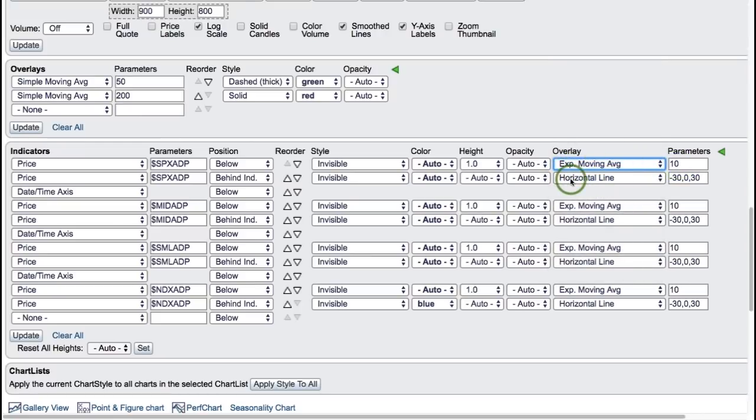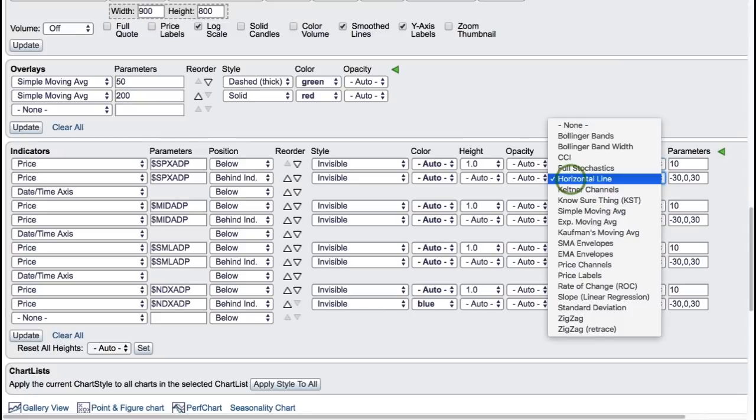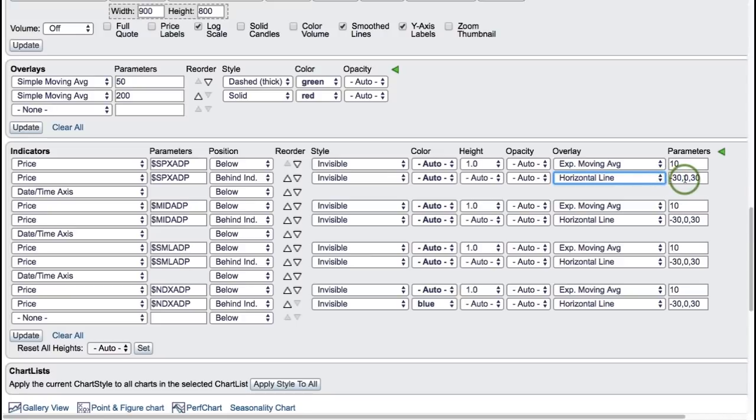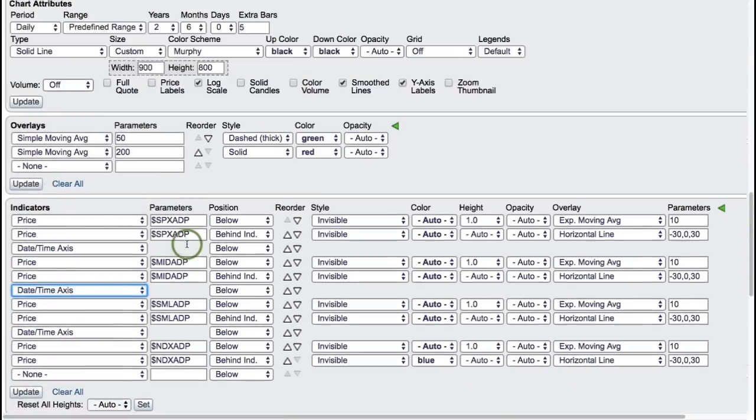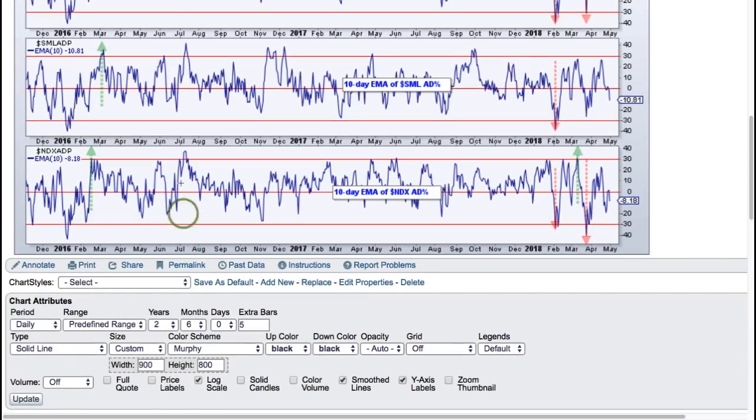And then I need the horizontal lines. That's why I had to add it a second time. So I've got a horizontal line at minus 30, 0, and 30. And I did that for all three plus the NASDAQ 100 to get these indicators here. And I put a date and time axis in between to help separate them on the chart. There's that date time axis in between.